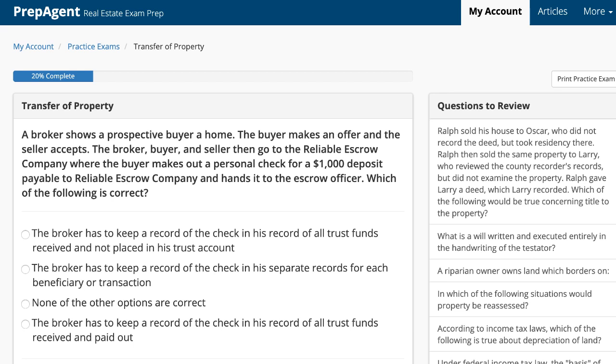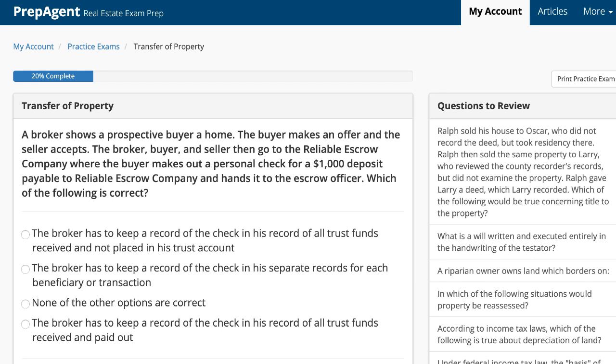Okay, here we go. A broker shows a prospective buyer a home. The buyer makes an offer and the seller accepts. The broker, buyer, and seller then go to the reliable escrow company where the buyer makes out a personal check for a $1,000 deposit payable to the reliable escrow company and hands it to the escrow officer. Which of the following is correct?